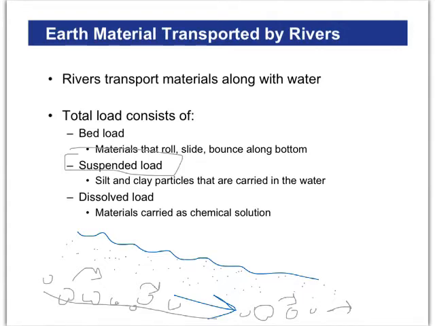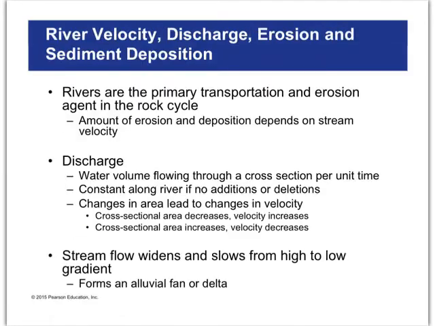Finally, there's also dissolved load. This really doesn't do a whole lot in terms of carving out rivers, but it's chemicals. It's things that are dissolved in the water, like say salt, for example. Salt's a good example of something that gets dissolved easily. So these are all materials that are carried down a river as a result of the river's energy.